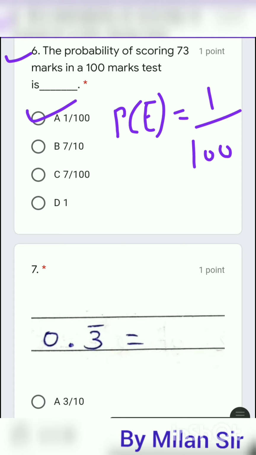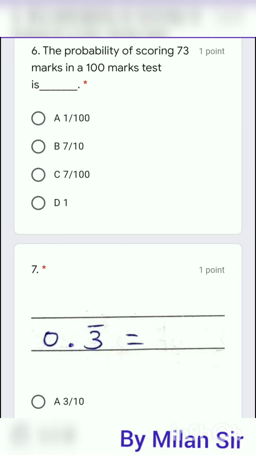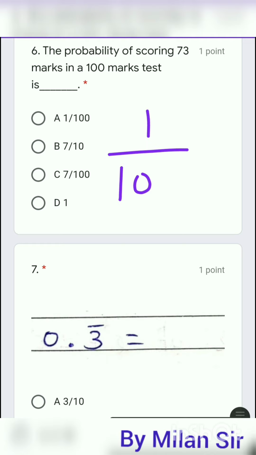The chance that 73 will come is only 1, divided by total marks 100, so 1 by 100. One more thing, here we consider the marks 1 to 100, otherwise the correct answer is 1 divided by 101.